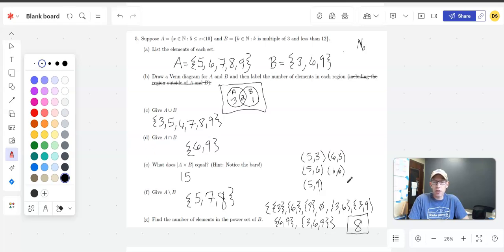We'll see this several times in the discrete math course. A shortcut that we can do here would be 2 to whatever the cardinality of B is. 2 to the power of however many elements are in B. In this case, there's 3 elements in B, so 2 to the third would give us 8. We'll see later how we come up with this formula and prove it.